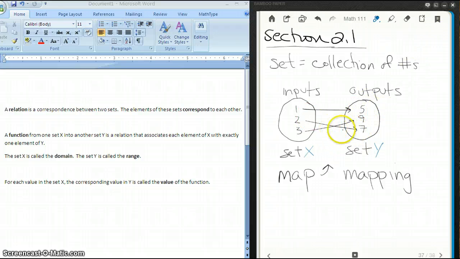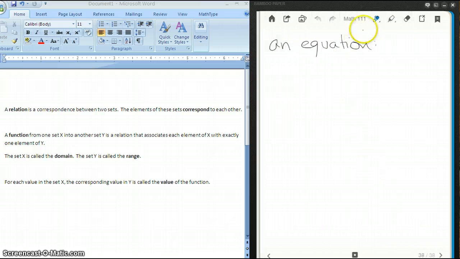Okay, so that's another way we can label the collections of numbers. But if I now go to this idea where I have an equation, then another way to show a relation would be something like this. Maybe I have an equation like this: y equals x plus 3. This is an equation, and it does in fact relate one collection of numbers to another.